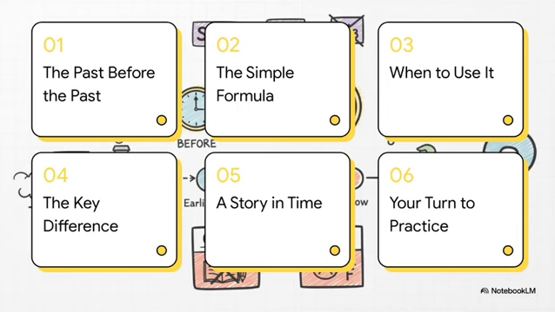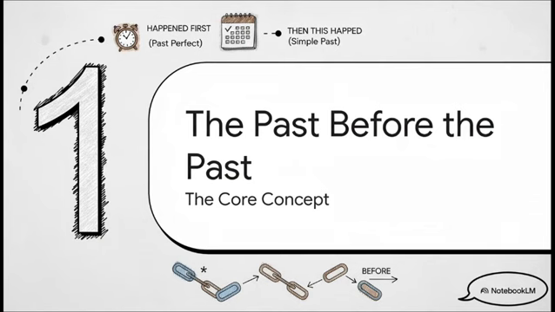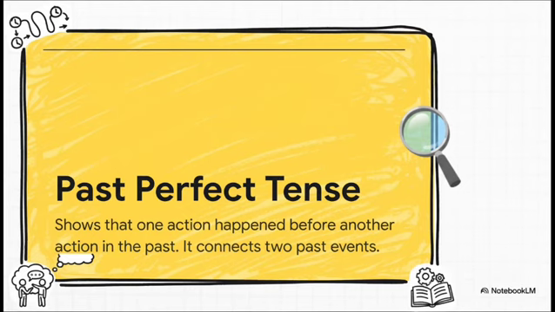Let's do this. First things first, let's get right to the heart of it. What is the past perfect really all about? So here's the most important thing to get. The past perfect isn't just about something that happened in the past. It's a relational tense. Its whole job is to connect two past events, showing a clear timeline between an earlier past action and a later past action.